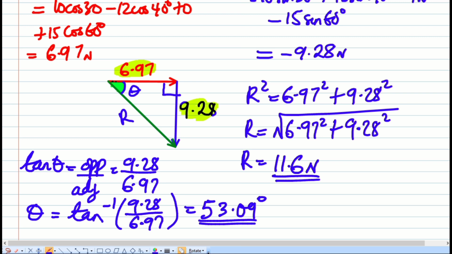But if you want to represent it with a compass bearing, you just have to subtract that angle from 90. So we're going to do 90 minus 53.09, which will give us 36.91. So you see that this resultant is going downwards. So this will be the southeast direction, because this side is the east, downwards is the south. So the resultant is going southeast. So we're going to say this is south 36.91 degrees east. So I'll put my degrees there.